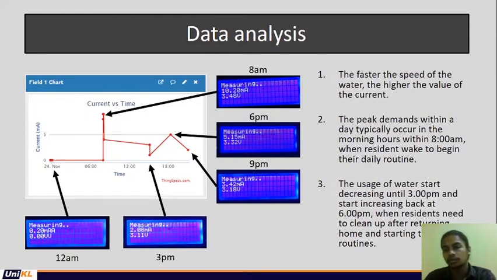So we can conclude that the faster the speed of the water, the higher the value of the current. The peak demand within a day typically occurs in the morning hours around 8 am, when residents wake to begin their daily routine. The usage of water starts decreasing until 3 pm and starts increasing back at 6 pm, when residents need to clean up after returning home and starting their night routines.